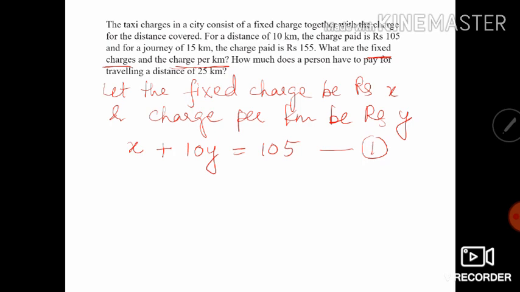If he travels a distance of 15 kilometers, then multiplying the number of kilometers traveled with charge per kilometer, we get 15Y as the charge of traveling. To that we add the fixed charge X, so we get X plus 15Y, and that is equal to 155. This is our second equation. Now we can solve this by substitution method.